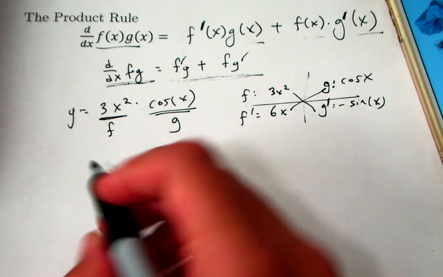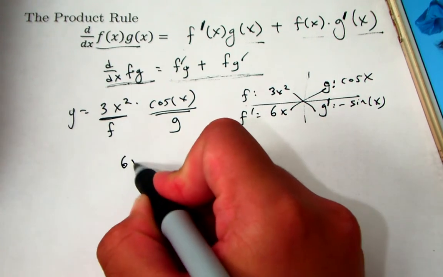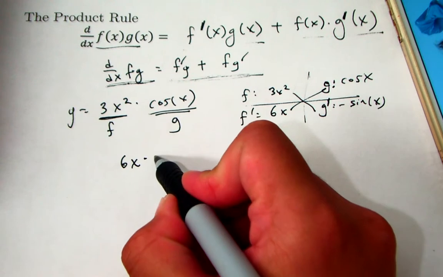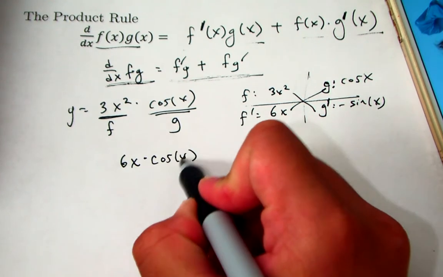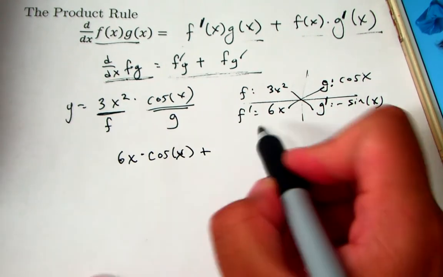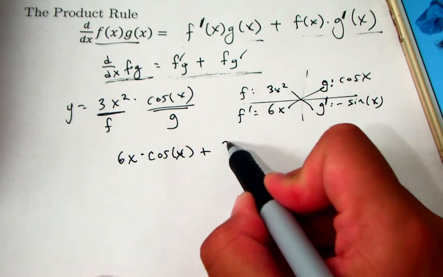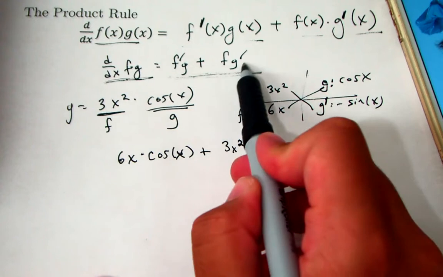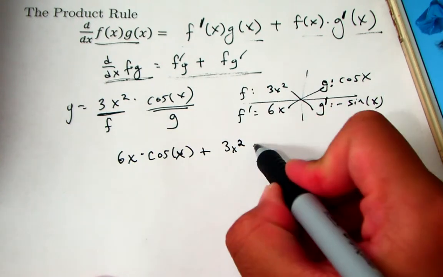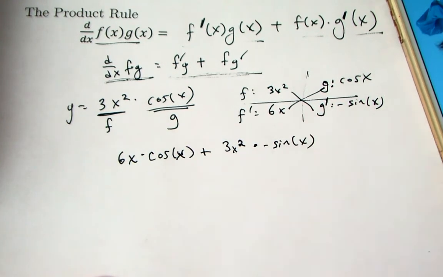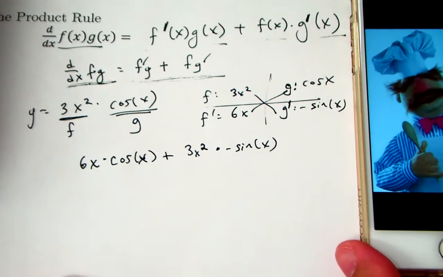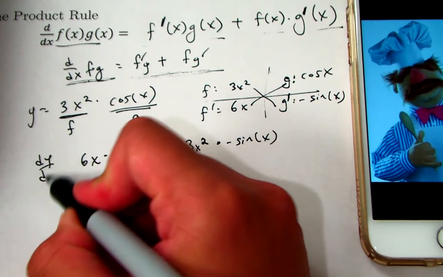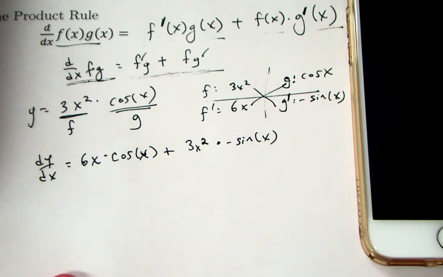So the first thing is f prime, which we just saw was 6x, times g, which is just the original function, cosine of x, plus, this time it's just plain old f, which is 3x squared. And now the second part gets the calculus here. It's going to be times g prime, which we saw was negative sine of x. So just to reiterate, listing my ingredients here and then putting them in the recipe, and that's all equal to dy dx. That's the derivative with respect to x of y.